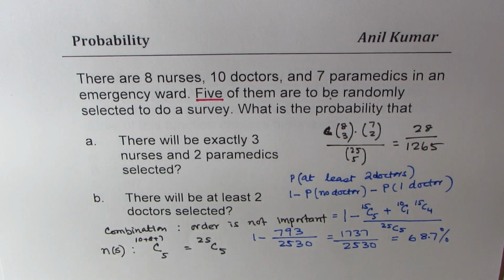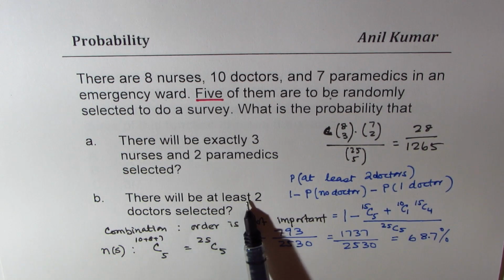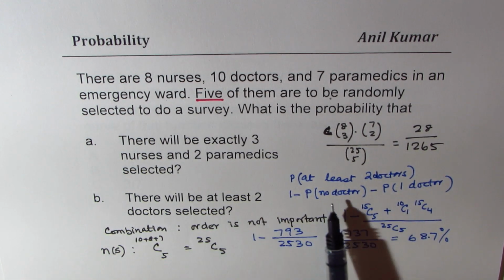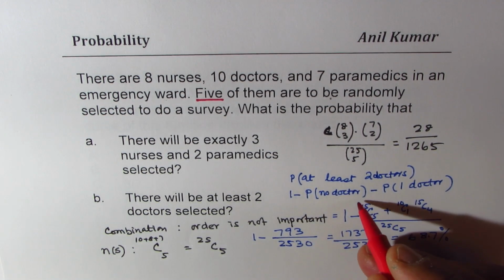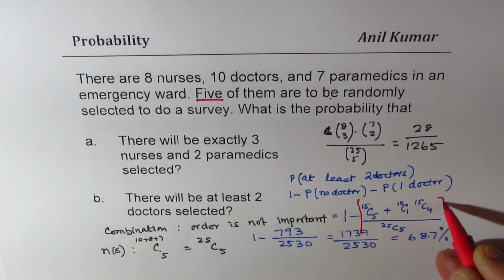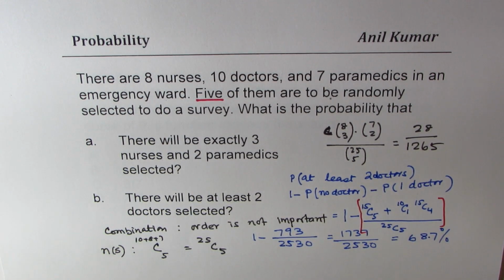I hope the steps are absolutely clear. Slightly complicated. Take your time to understand how we did at least 2. That means there could be no doctor or 1 doctor, and those cases we have taken away. Perfect. So that is how we did it. So this is what we took away from 1.